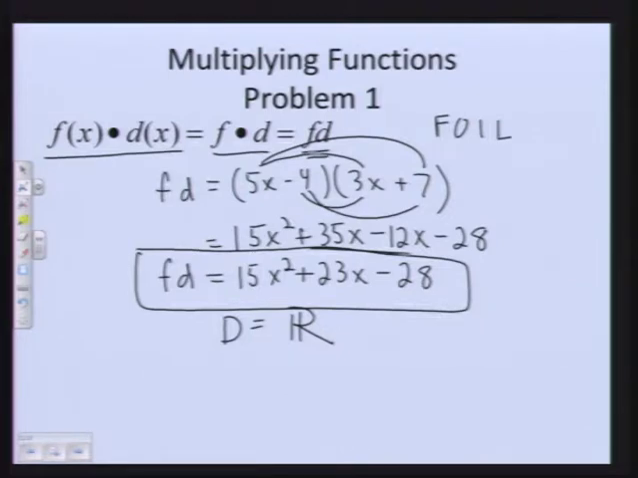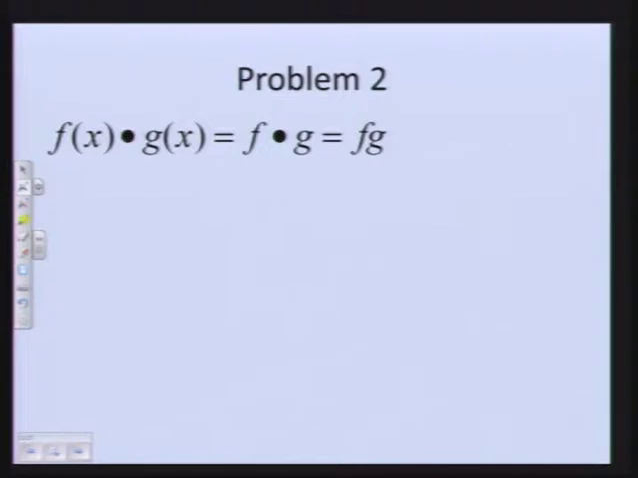Okay, now suppose we do f times g. This is still a FOIL situation, but it's just a little bit longer. Again, f is 5x minus 4. And now g, if we go back down the list, is 2x squared minus 5x plus 7. Now what we have is like multiplying a 2-digit number times a 3-digit number.